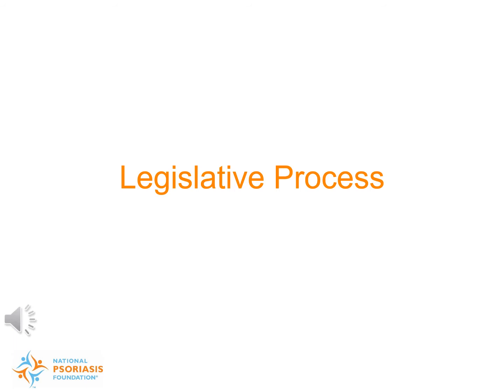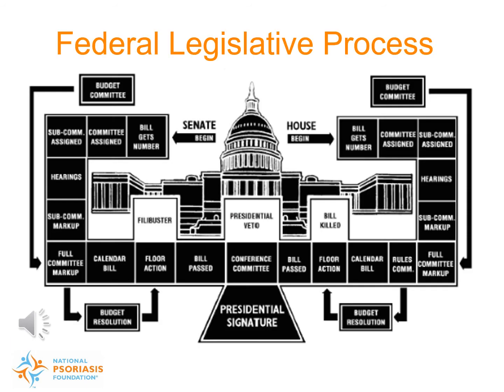Now we will move on to talk about the legislative process, both at the federal and at the state level. At its most simplistic level, the federal legislative process starts with an idea. That idea is then drafted into a bill and introduced in either the House or the Senate. The bill works through the legislative process, and if the bill is supported by both chambers, it will be sent to the president. If the bill is signed by the president, the bill will become law.